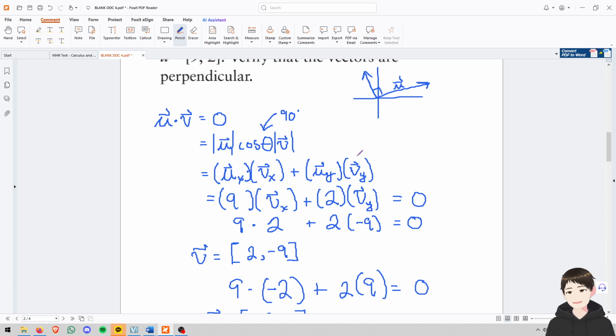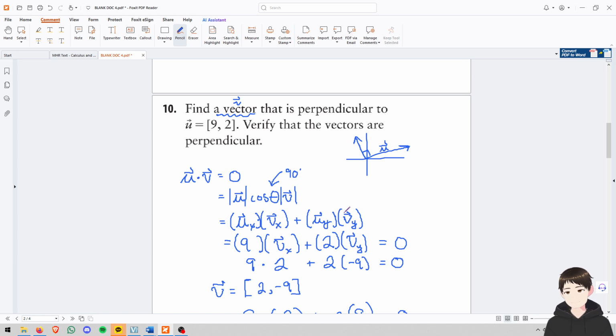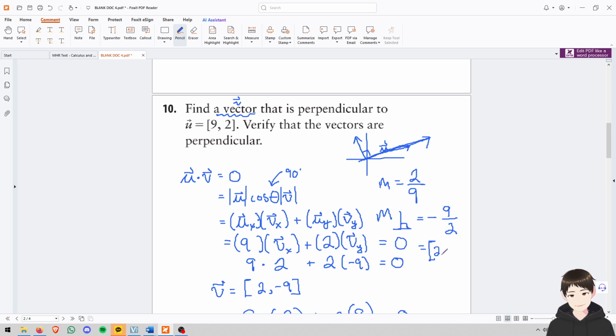Okay, and that's it. Is there a way you can calculate this without algebra? Sure, I suppose so. You could interpret the direction of vector u, right here, as the slope. The slope would be rise over run, right? 2, 9. So if that's the case, what is a slope that is perpendicular to 2, 9? Negative 9 over 2, which means this could be a run of 2 and a rise of negative 9, or a run of negative 2, which makes the rise a positive 9.